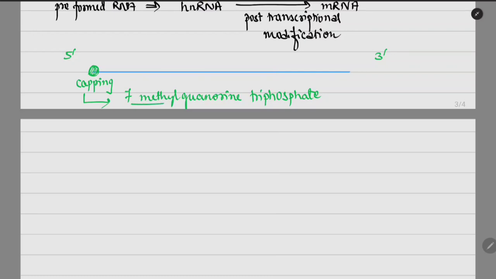This is helping in the formation of the cap, and at the 3' site there are many adenylate groups, that is the polyadenylate tail. These are the post-transcriptional modifications. Now here the nitrogenous bases are present and the mRNA is formed. That is the mRNA structure.